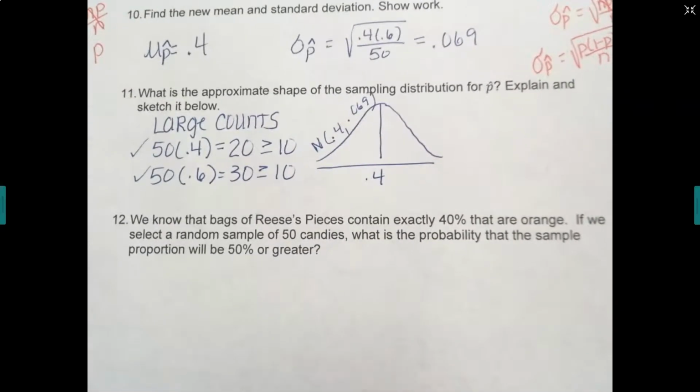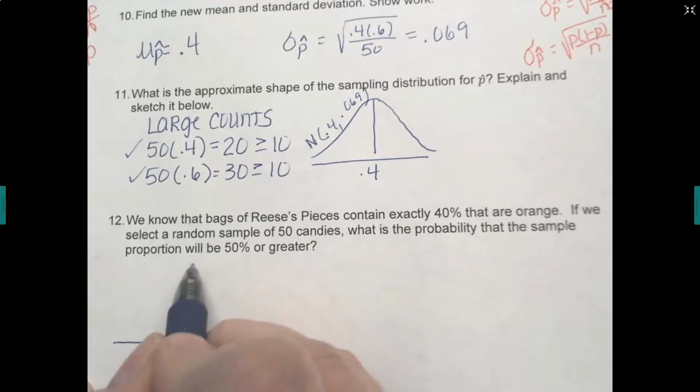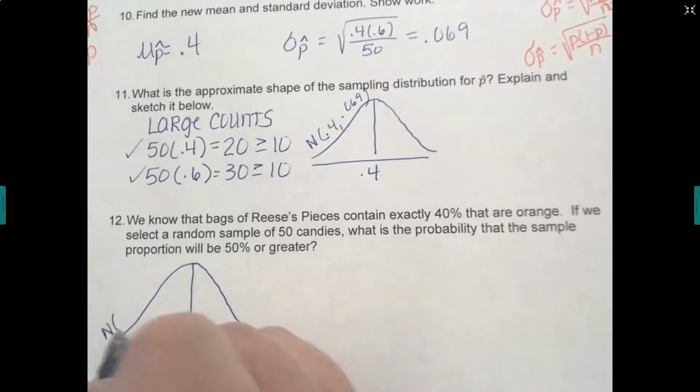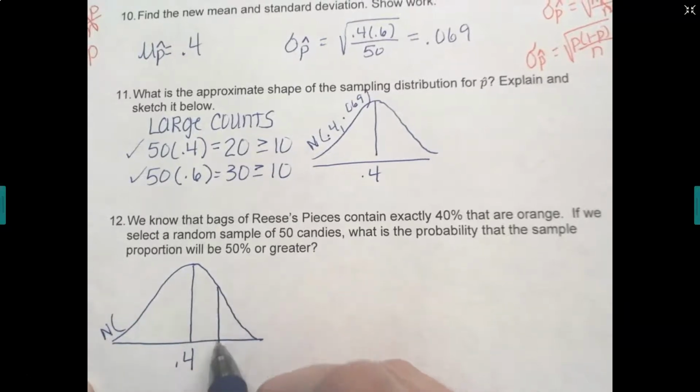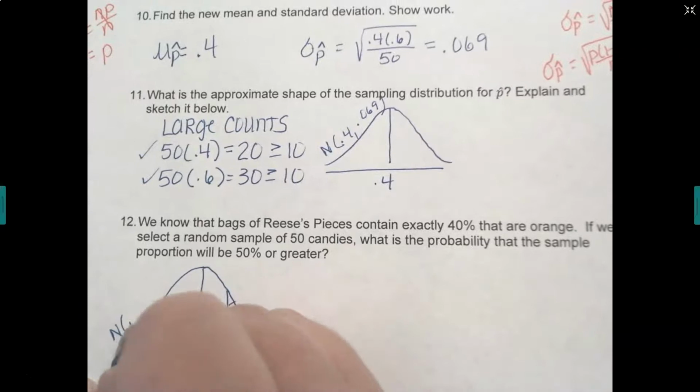Now, we know that the bag of Reese's Pieces contains exactly 40% that are orange. If we select a random sample of 50 candies, what is the probability that the sample proportion will be 50% or greater? Because this is normal, we can do a z-score. So if we look at our normal curve, we're at 0.4, and we want to know the probability of being at 0.5 or 50% or greater. So I want to know that piece of information.